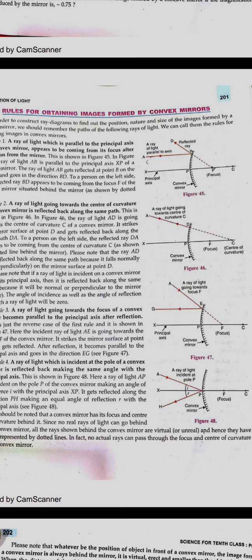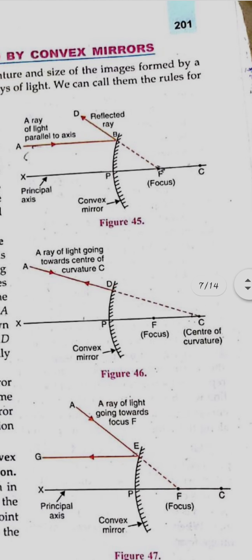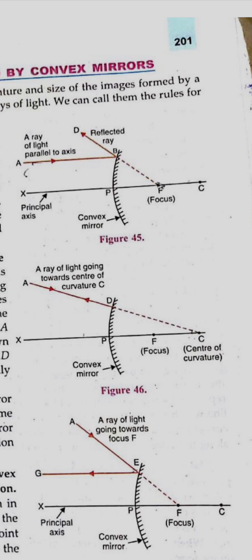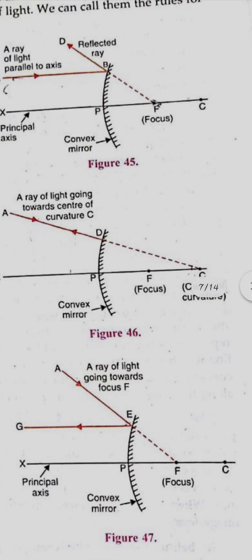Here also it will be so, but notice that the focus is on the right side of the mirror, so the focal length is positive, because focal length is the distance between the focus and the pole. In the diagram you can see that the focus is always on the right of the mirror, that is, behind the mirror. So the image formation will be virtual, because to find the reflected ray we have to extend the rays on the behind side of the mirror, that is, the right side of the mirror.